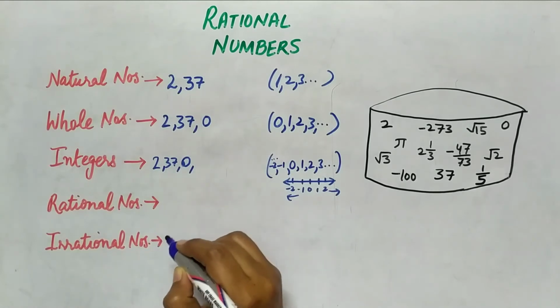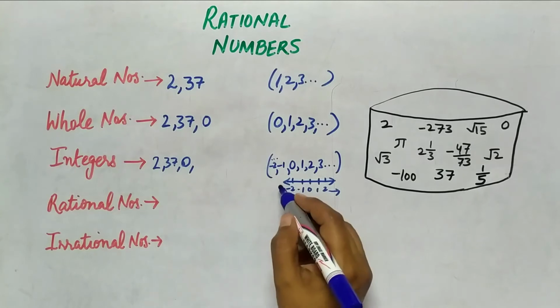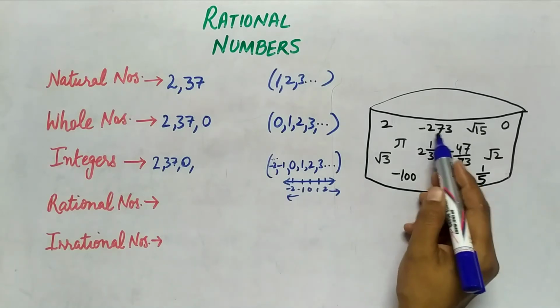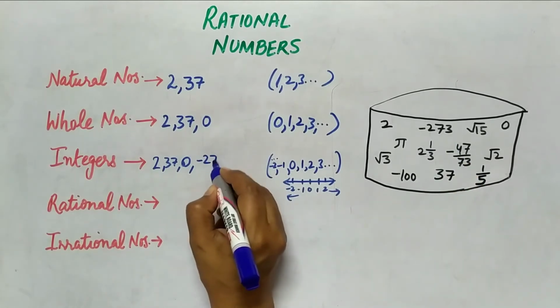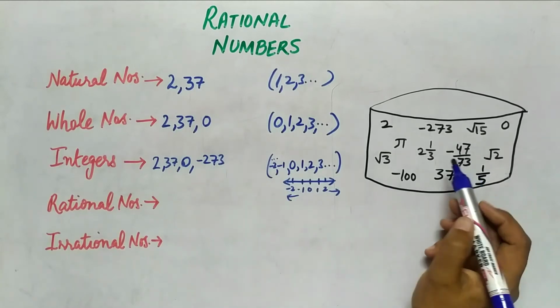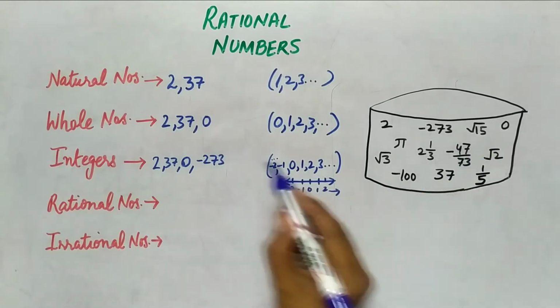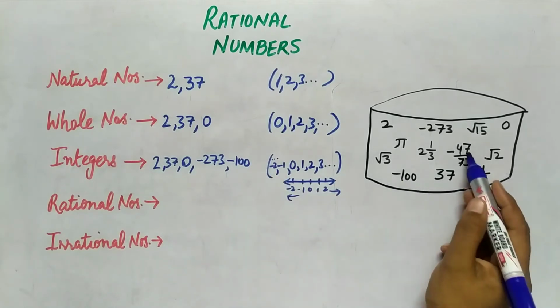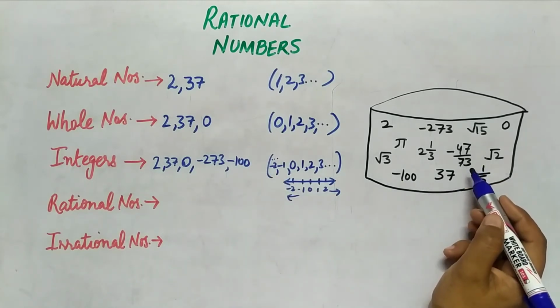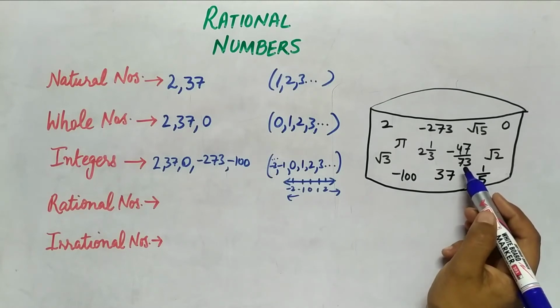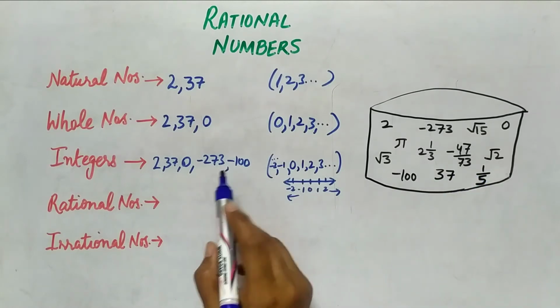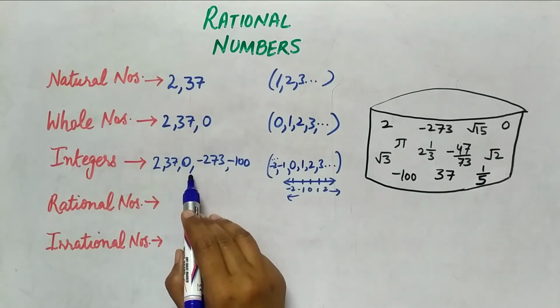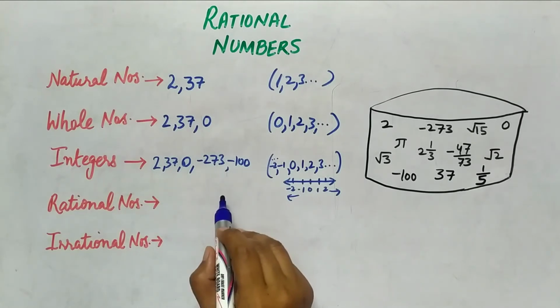And then the negative numbers like minus 273, then minus 100. It does not include the fractions. So we have got our integers like this, all whole numbers and the negative numbers.